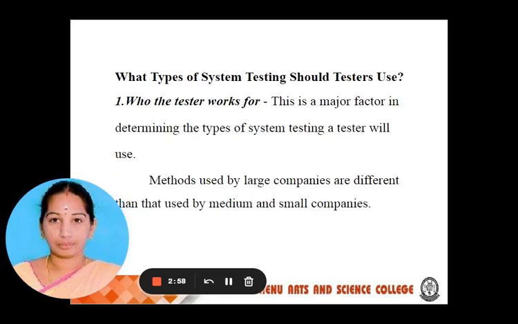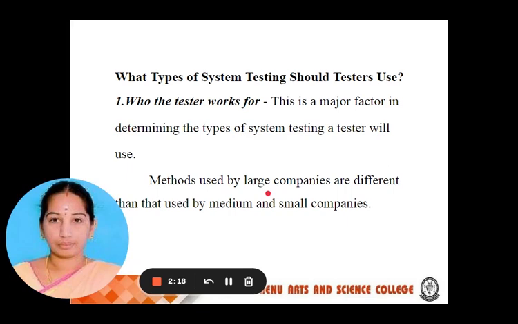And then the next one is, what are the types of system testing testers should use? Testers will handle the system testing. So what are the things the tester wants to do? First, who the tester works for is a major factor in determining the type of system testing a tester will use. Methods used by large companies are different from those used by medium and small companies.